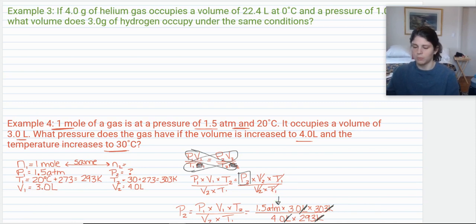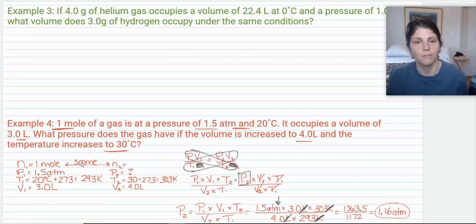So how do we do this? Well, you multiply the top, you multiply the bottom, and then you divide them. So 1.5 times 3 times 303. That's 1363.5. And then on the bottom, you'll do 4 times 293. On the bottom, that's 1172. And then you just divide them. 1363.5 divided by 1172. The units here are atm. Those are the only units that are left over. Everything else canceled out.